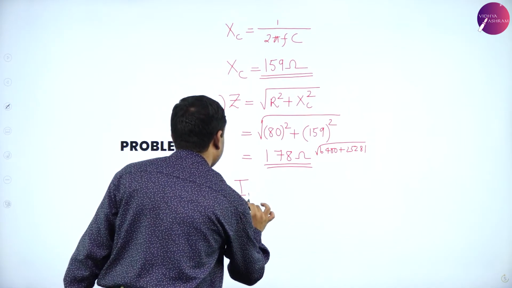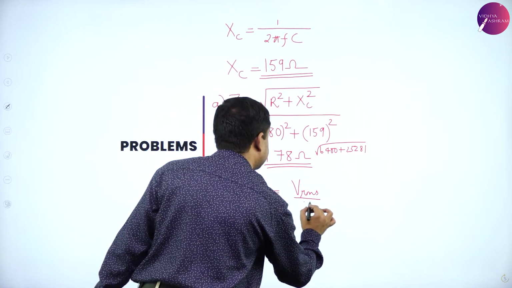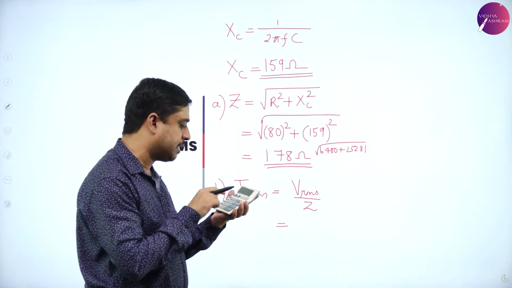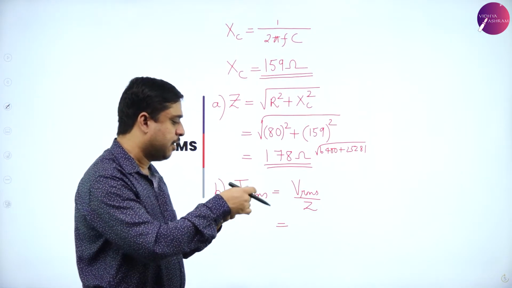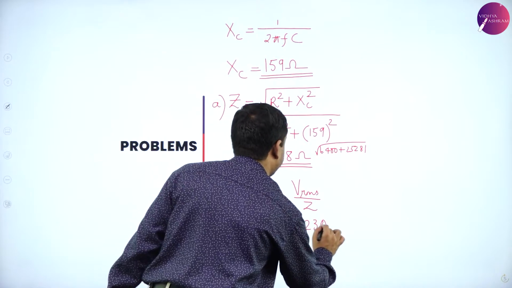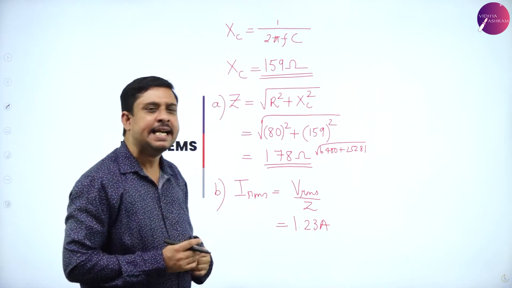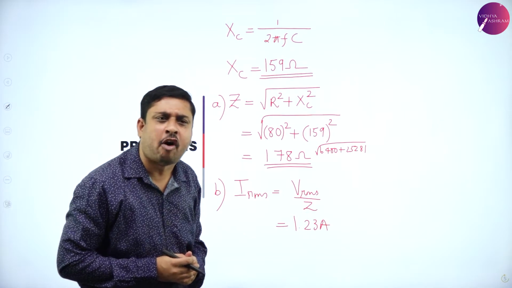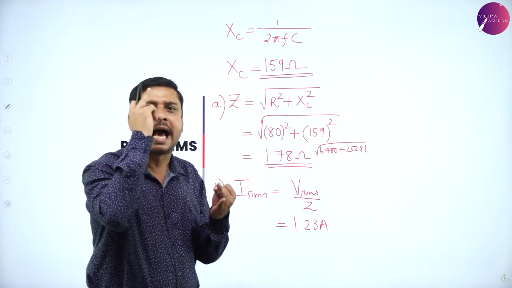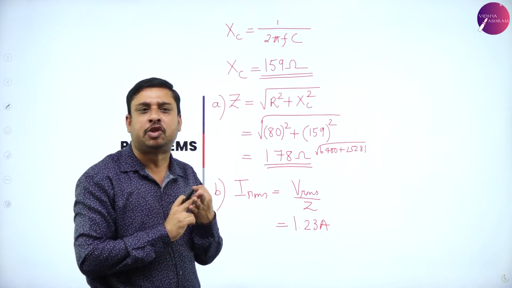So now, again, IRMS is VRMS by Z. So VRMS is again 220 divided by 178, which is 1.23 amperes. Follow, this part of the calculation is pretty much the same for any problem we take up. Calculation of either XL and XC, calculation of impedance of the circuit, calculation of the current flowing through the circuit.